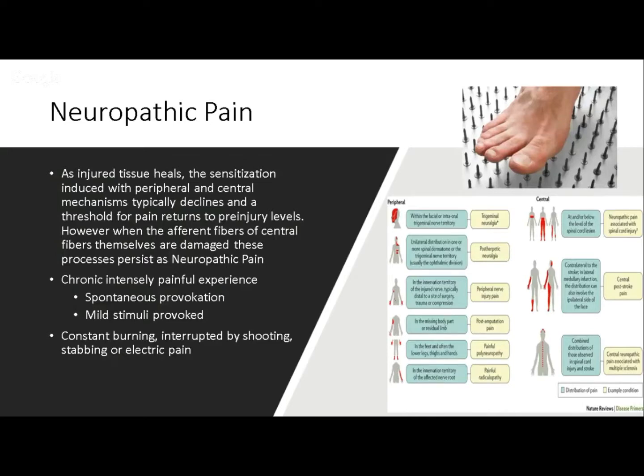A couple more concepts. This one is neuropathic pain. So you do encounter neuropathic pain a lot in the clinical setting, right? So as injured tissue heals, there's sensitization induced with peripheral and central mechanisms, and the pain threshold returns to pre-injury levels. But then when the afferent fibers are damaged themselves, then that results in a central neuropathic pain.